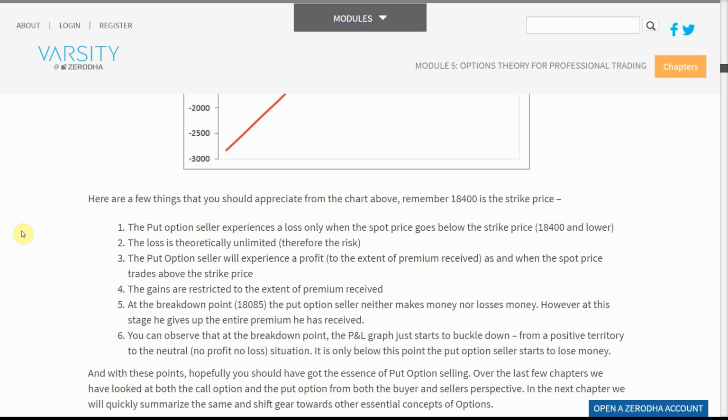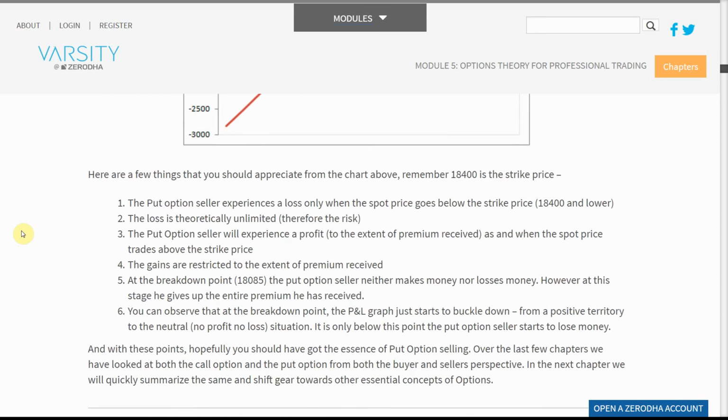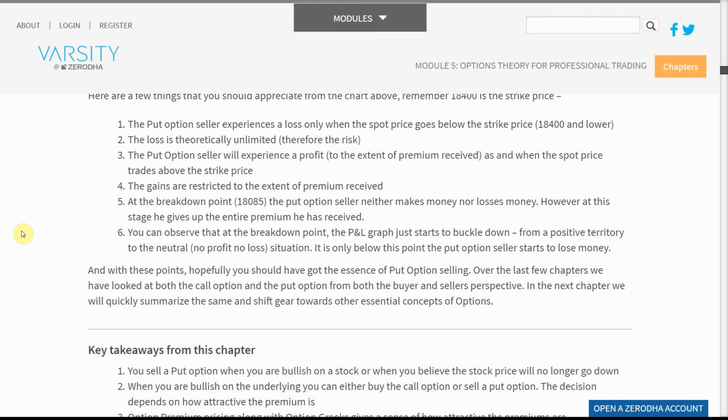At the breakdown point 18,085, the put option seller neither makes money nor loses money. However, at this stage he gives up the entire premium he has received. You can observe that at the breakdown point, the P&L graph just starts to buckle down from a positive territory to the neutral, no profit, no loss situation. It is only below this point the put option seller starts to lose money. And with these points, hopefully you should have got the essence of put option selling.